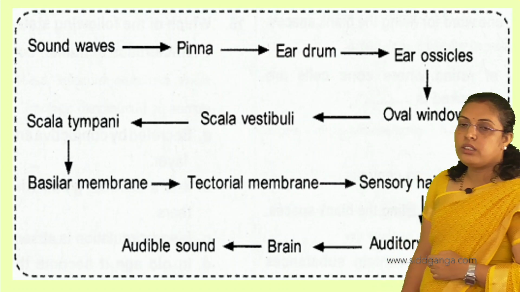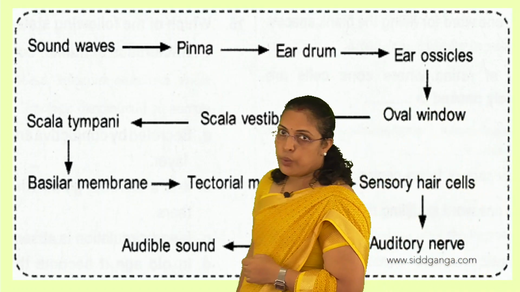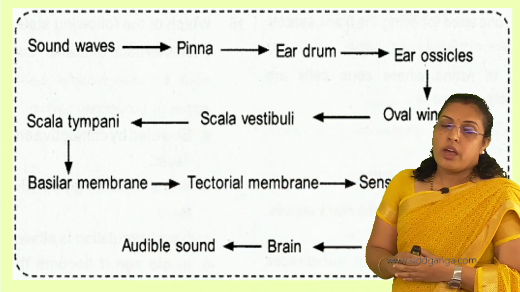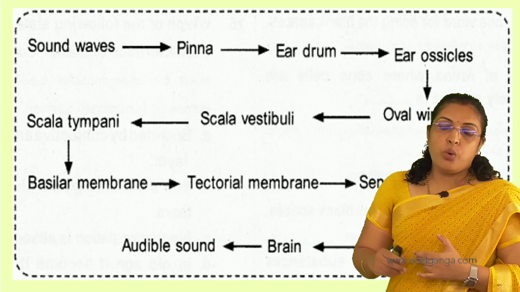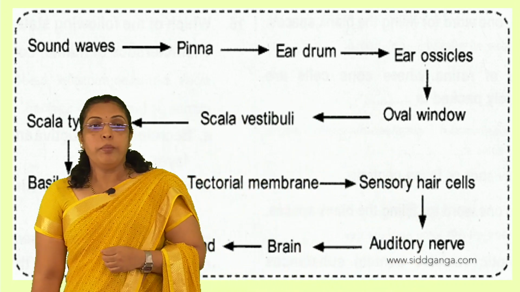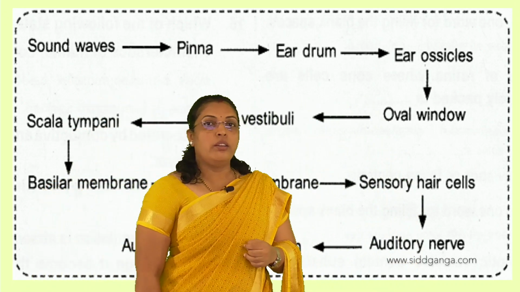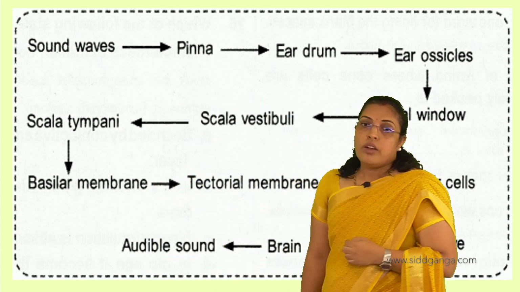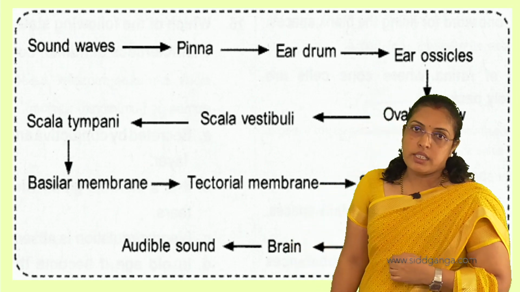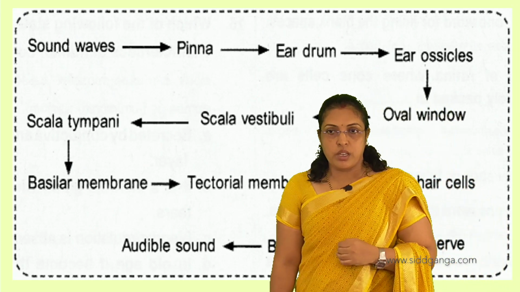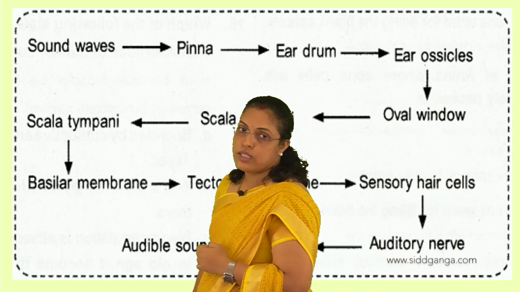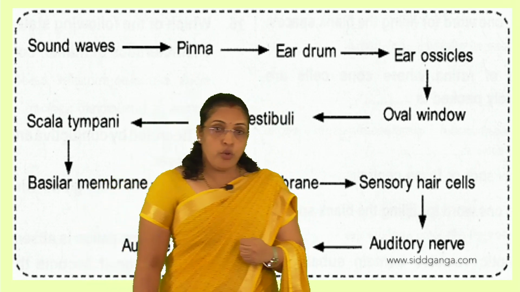And this is how sound waves are converted into nerve impulses, and how they go to their respective centers in the brain. Sound waves reach the pinna, then the eardrum. When the eardrum starts vibrating, the ear ossicles, that is malleus, incus and stapes, vibrate. Through the oval window it reaches the scala vestibuli and scala tympani, which are filled with fluid.